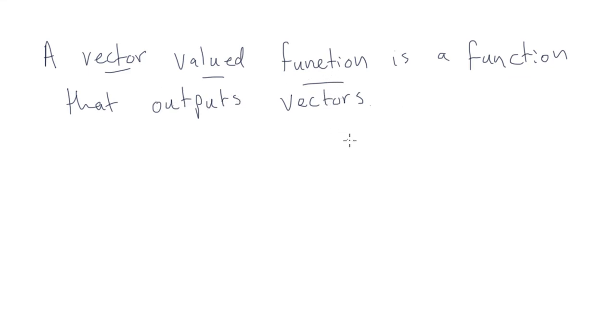And so we've already seen examples of vector valued functions. We saw the vector equation of a line. That was an example of a vector valued function. You plugged in a value of t and you got a vector that pointed to specific points on the line.